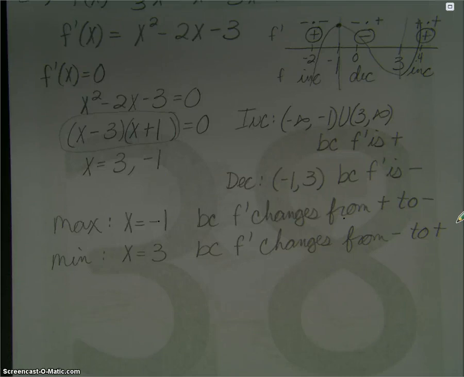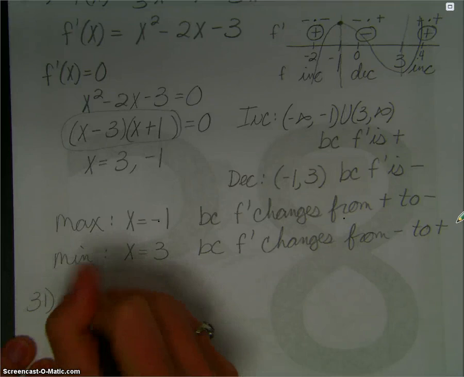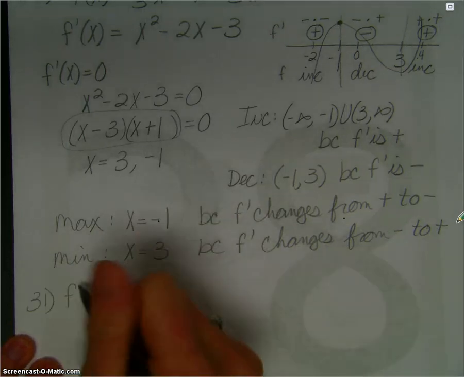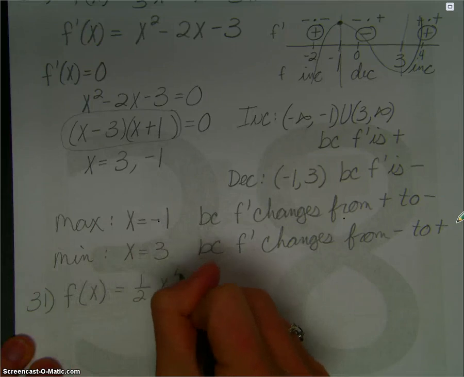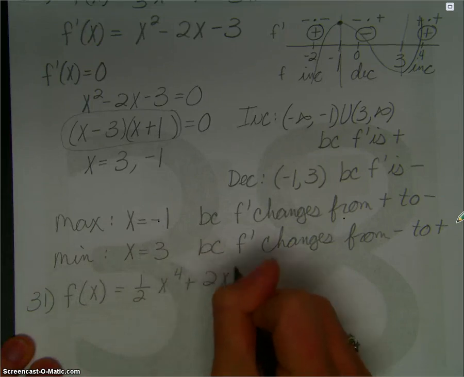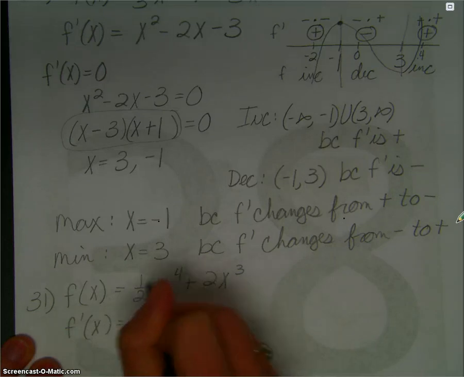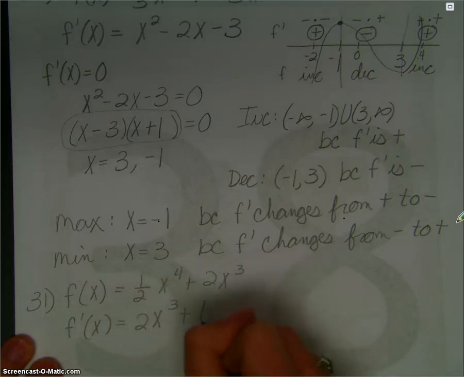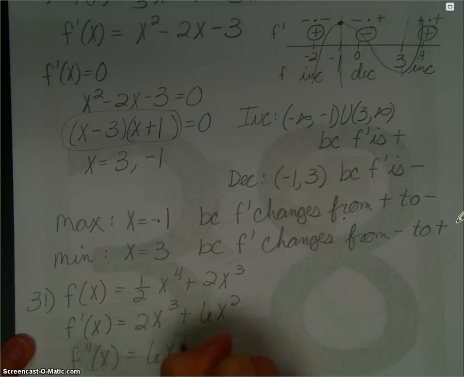Okay, on number 31, we're talking about concavity. So when I talk about concavity, I want to think about my second derivative. Let's get f on there first. So my f, my function here, is 1/2 x to the 4th plus 2x cubed. So the first derivative is going to give me half of 4, which is 2x cubed plus 6x squared. So the second derivative then is going to be 6x squared plus 12x.